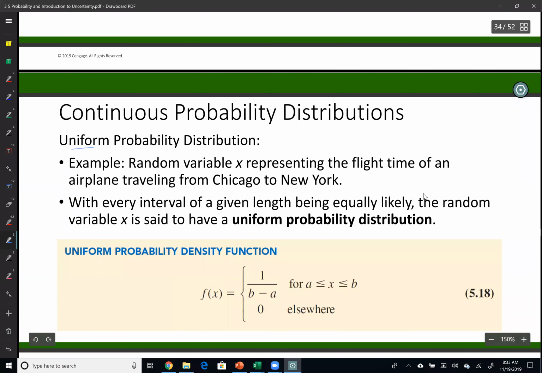So uniform, as it states, its probabilities should be the same. Probabilities are the same, so they should be equal. So in an example, random variable x representing the flight time of an airplane traveling from Chicago to New York. And you can write the probability distribution for this example with this density function. So what's the probability of, let's say, we will reach from Chicago to New York between 1 hour to 2 hours, right? So that could be an example, all right?